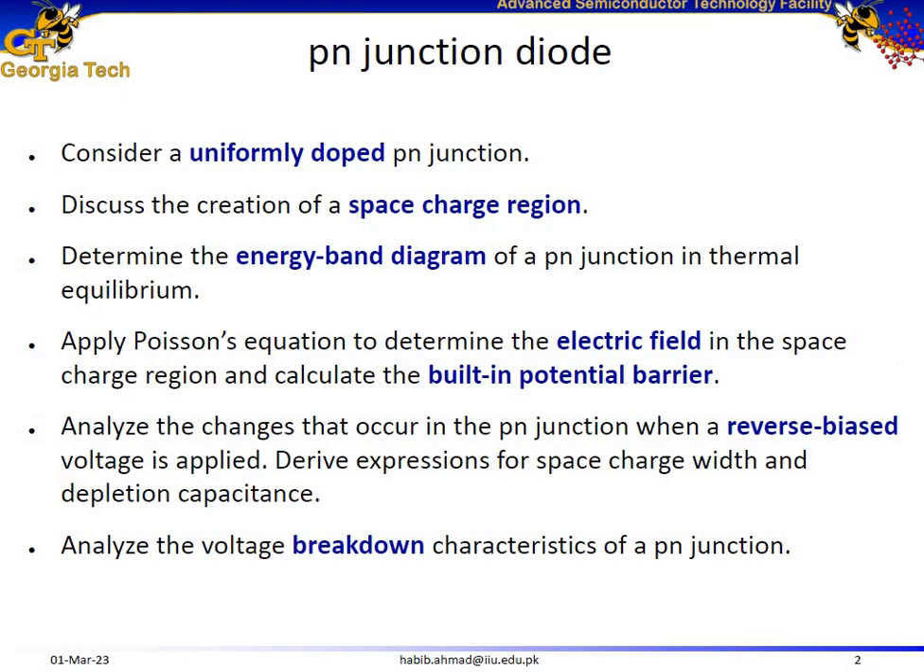And then we will apply Poisson's equation to determine the electric field in the space charge region or in the depletion region. And we are going to calculate the built-in potential barrier as well. Further, we will analyze the changes in the p-n junction under the application of a reverse bias voltage. And we will derive the expressions for space charge width and for the depletion capacitance. And finally, we will analyze the voltage breakdown characteristics of a p-n junction diode.